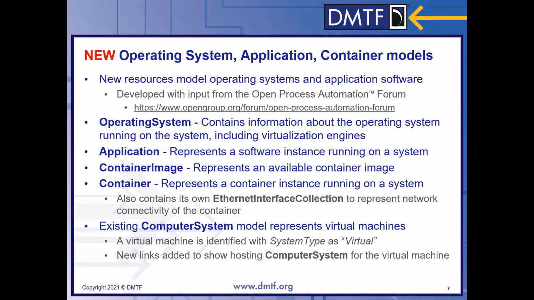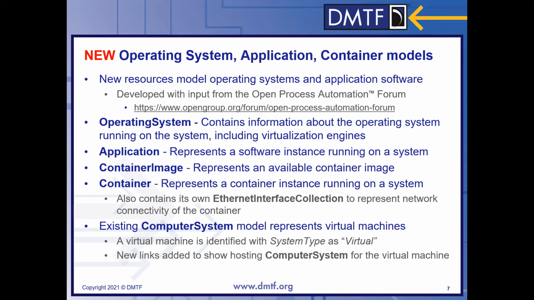All right, so one of the first major modeling additions is adding in our operating system, container, and application models. These are new resources that were requested by the Open Process Automation Forum to better describe the types of software running on various computer systems in their environment. The operating system resource contains information about the operating system running on a computer system. This also includes all the virtualization engines that might also be running, so what types of virtual machines or container engines are running.